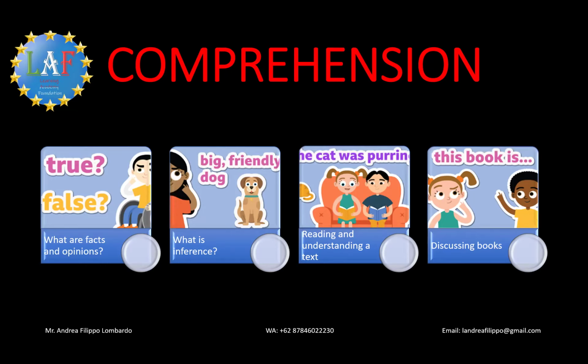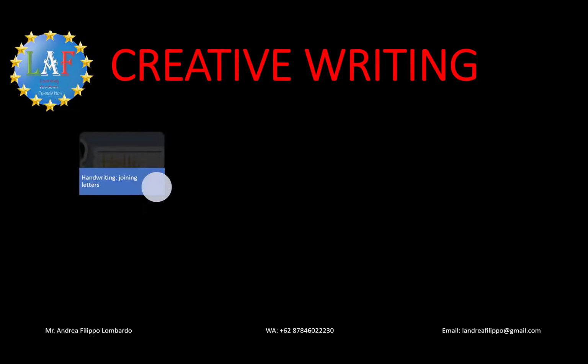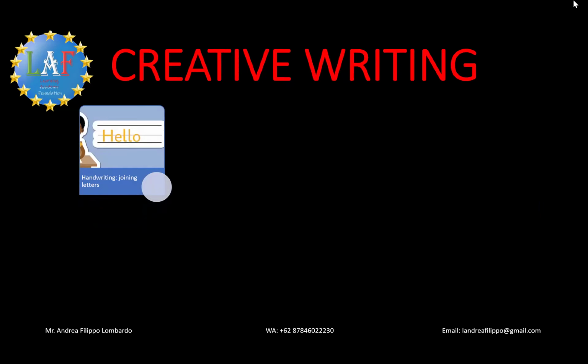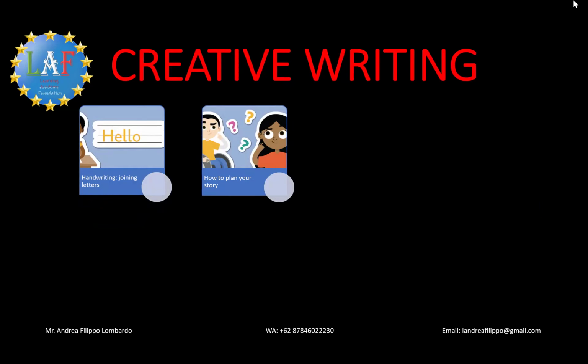The next section after comprehension will be about creative writing, where the students will learn how to join letters neatly using long ladder and curly caterpillar letters. They will find out why most stories consist of a beginning, a middle, and an end.